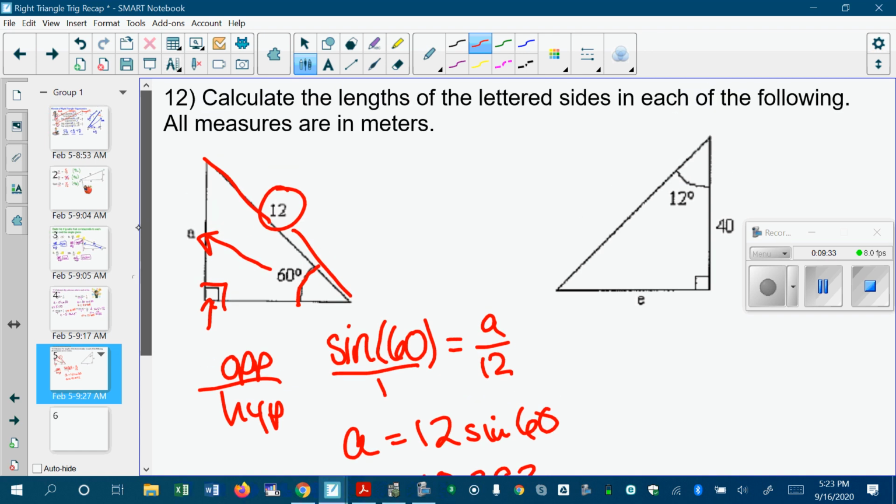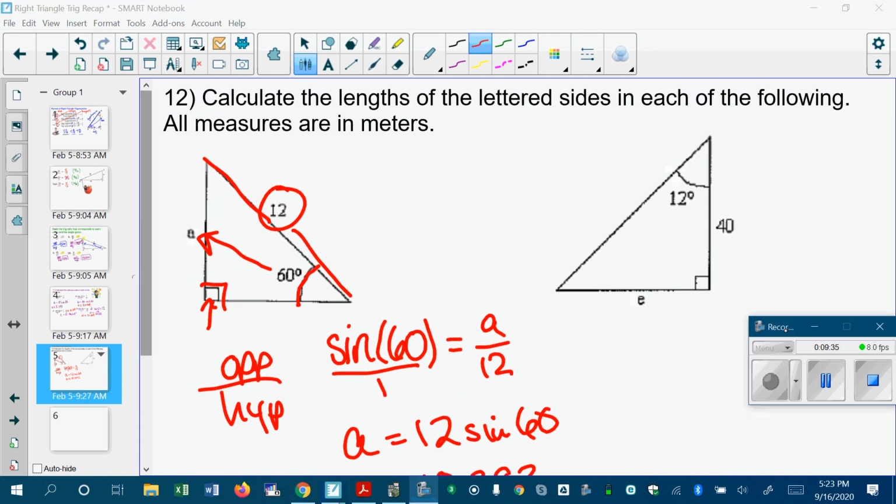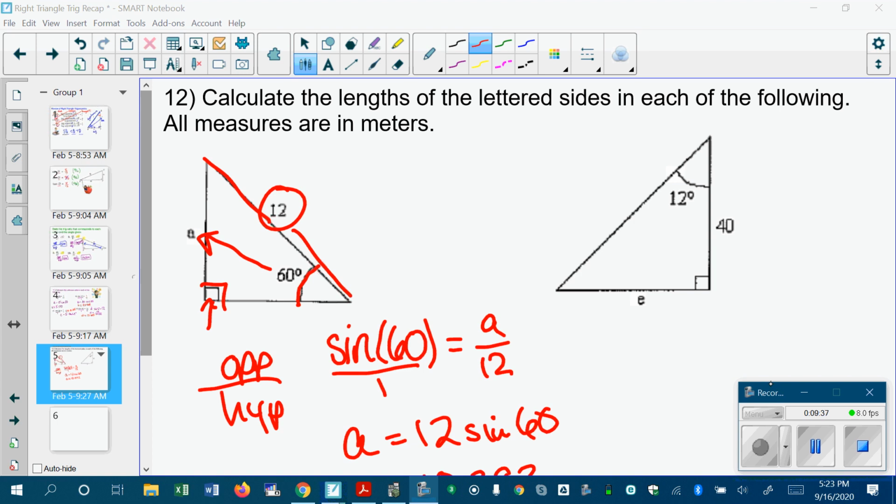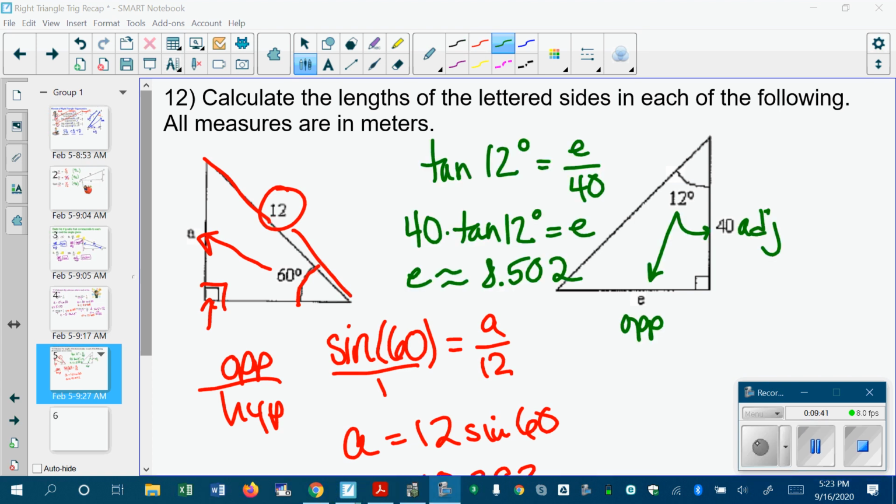I'd like you to try the other question on this page by yourself, come back and check, and you are done. Alrighty, you should have used tangent, opposite over adjacent. The hypotenuse is not involved in this question, so that's tangent. So 40 times tangent of 12 should give you about 8.502. Rock and roll. Happy days. See you in class.